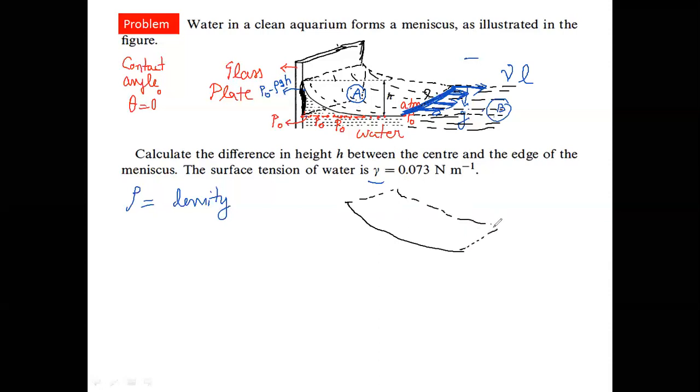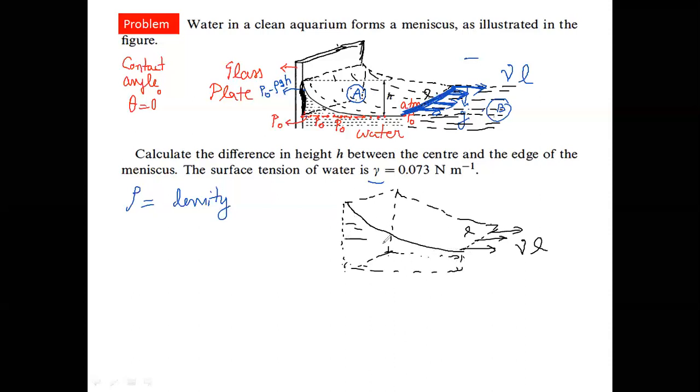Here we have a straight line of length L. The force on this line on the right hand side is gamma into L. That is the force by surface tension. On the left side, this free surface is like this. You can think of the diagram like this.